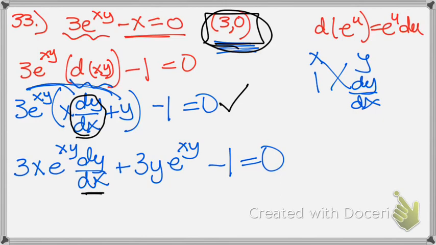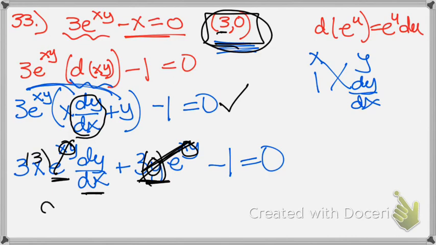Because if y is 0, then this is a 0, and this is a 0. And this is a 0. What's e to the 0 going to be? Anything to the 0 power is 1. That goes away. So I have much less to worry about. This is 3 times 0. That's gone. So all I really have to do is plug in that x is 3 right here.